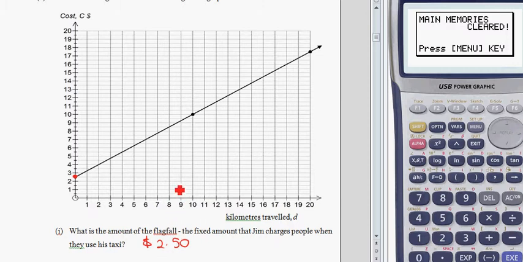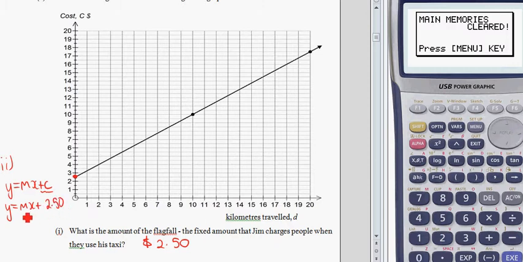Now part 2 says to find the equation of this line that Jim uses to find a charge for his taxi. So we'll start with what we know about straight lines, y equals mx plus c. So this is what you should be answering for part 2. The plus c is always the y-intercept, and in this case it's the $2.50. So y equals mx plus $2.50.